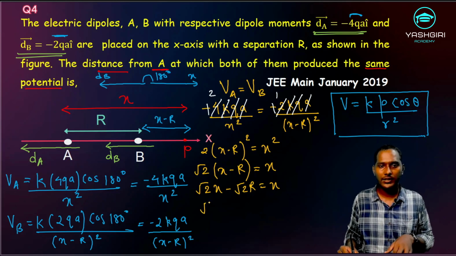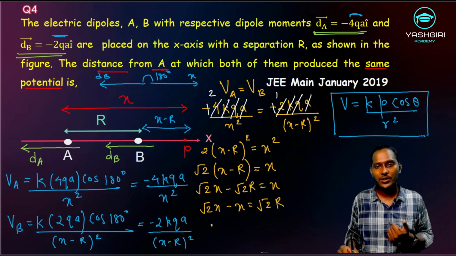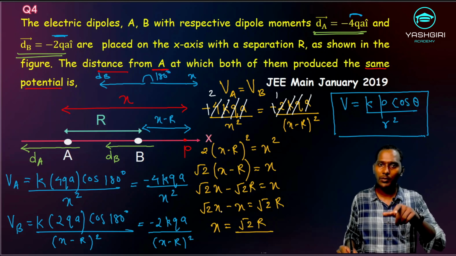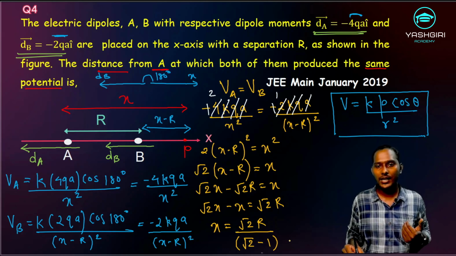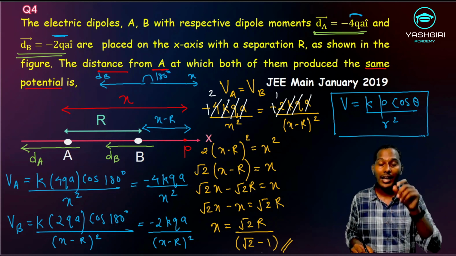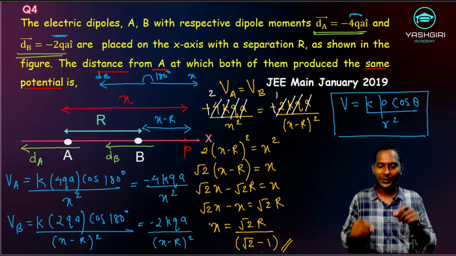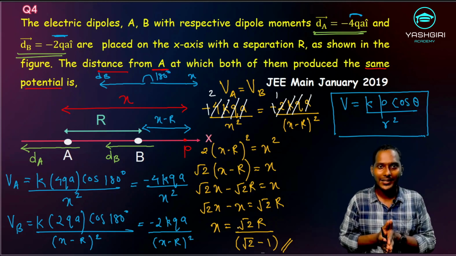I can take x on the left hand side and rearrange it: square root of 2 x minus x will give me square root of 2 into r. I'm interested in x, so I can write this x as square root of 2 r, and I can take out x common, and inside the bracket, what I will be having will come in the denominator, square root of 2 minus 1. So that's the answer for this question. The x is the distance at which we will be getting the same potential on the x-axis due to dipole A and dipole B. All right, that's the answer for this question.